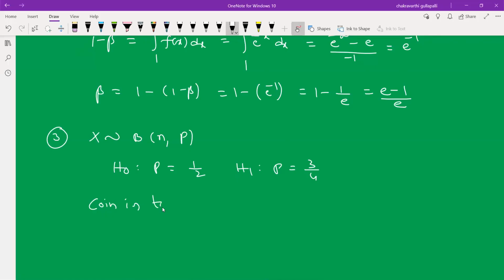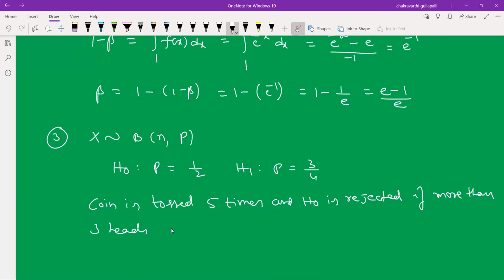Here a coin is tossed 5 times, and H naught is rejected if more than 3 heads are obtained. That is the critical region.